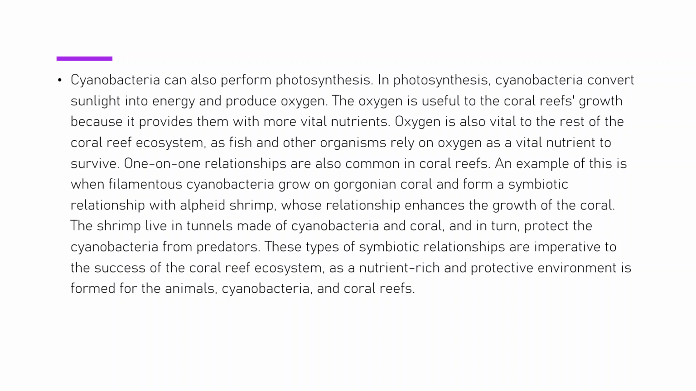One-on-one relationships are also common in coral reefs. An example of this is when filamentous cyanobacteria grow on Gorgonian coral and form a symbiotic relationship with alpheid shrimp, whose relationship enhances the growth of the coral. The shrimp live in tunnels made of cyanobacteria and coral, and in turn, protect the cyanobacteria from predators. These types of symbiotic relationships are imperative to the success of the coral reef ecosystem, as a nutrient-rich and protective environment is formed for the animals, cyanobacteria, and coral reefs.